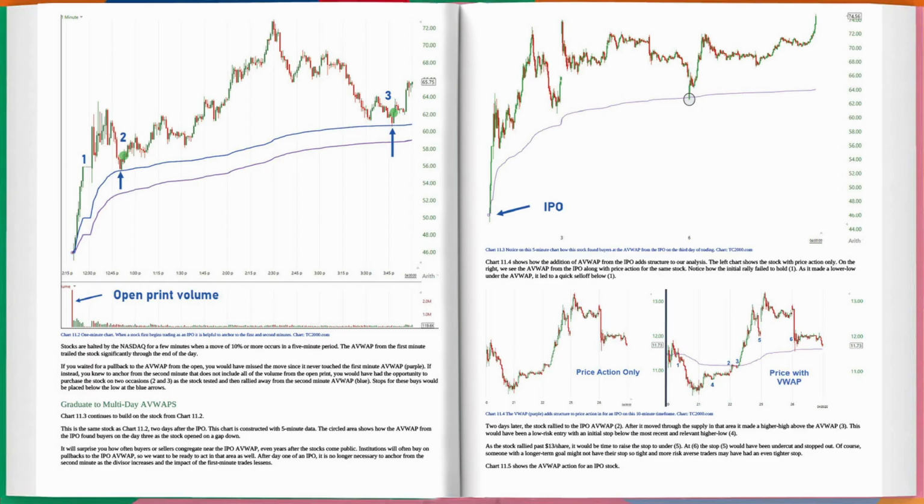The AVWAP from the first minute trailed the stock significantly through the end of the day. If you waited for a pullback to the AVWAP from the open, you would have missed the move since it never touched the first minute AVWAP, purple. If instead you knew to anchor from the second minute, which does not include all of the volume from the open print, you would have had the opportunity to purchase the stock on 2 occasions, 2 and 3, as the stock tested, and then rallied away from the second minute AVWAP, blue. Stops for these buys would be placed below the low at the blue arrows.